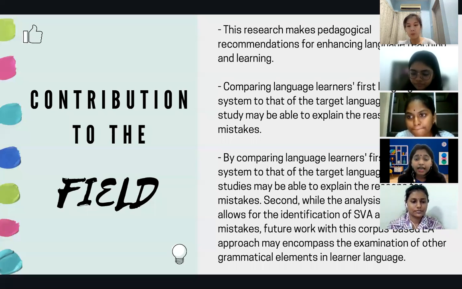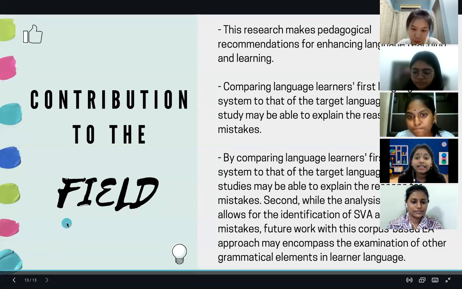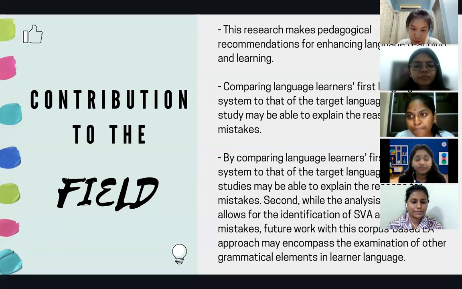Second, while the analysis given here allowed for the identification of SVA and copula be mistakes, it does not examine other grammatical features. It is beyond the scope of the study to examine every single grammatical error in depth.